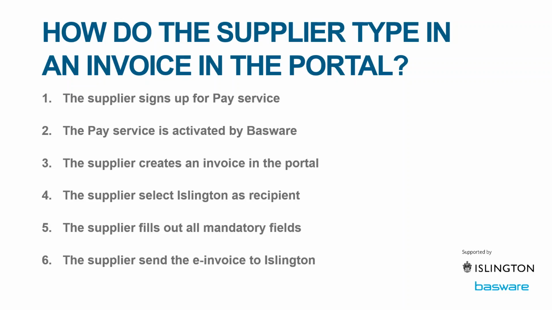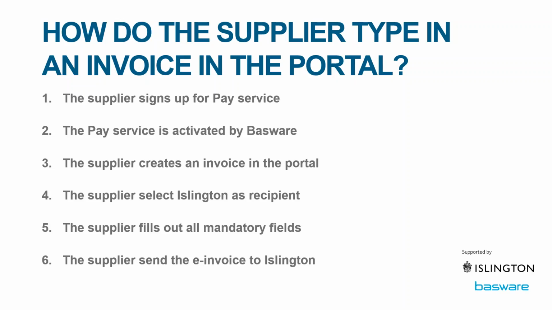Third, the supplier creates an invoice in the portal using the key-in function. In just a moment, I will show you how that looks, so you will get an idea. After creating a new invoice, the supplier will select Islington as a recipient. The supplier fills out all mandatory fields. Filling out all mandatory fields is necessary before an invoice can be sent. This includes the buyer reference ID. And finally, the supplier sends the invoice to Islington.